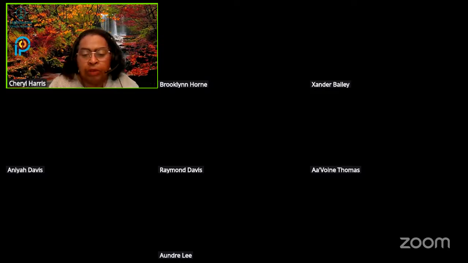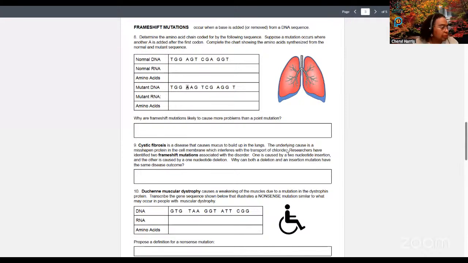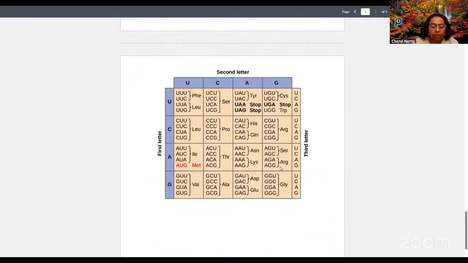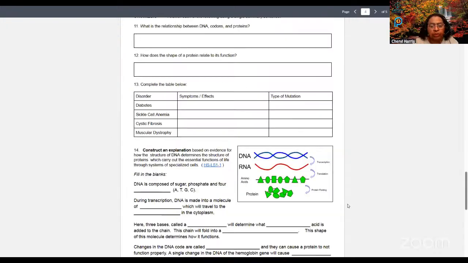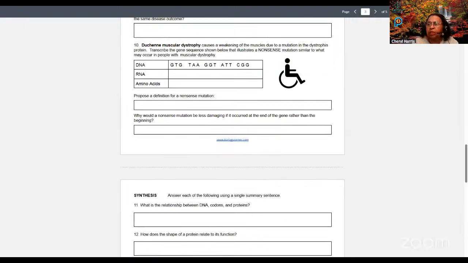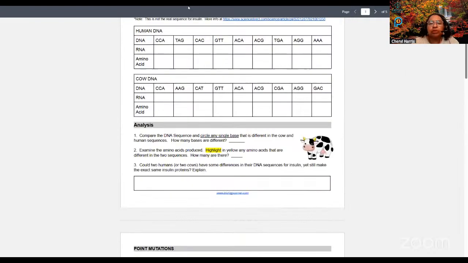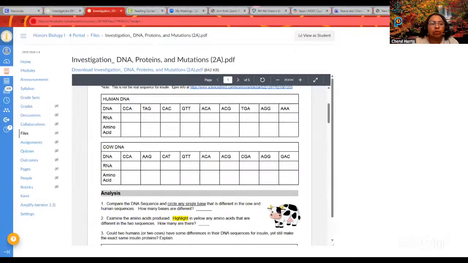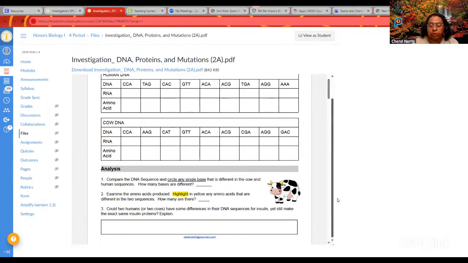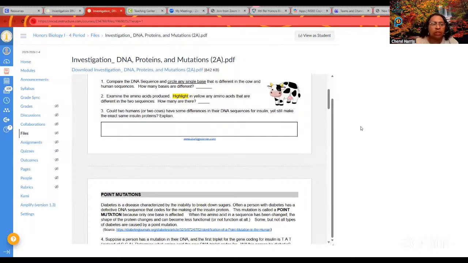The DNA codon chart is at the end of the worksheet. So there it is, that's your codon chart. The reason I like the one in your module is that it has the names written out.